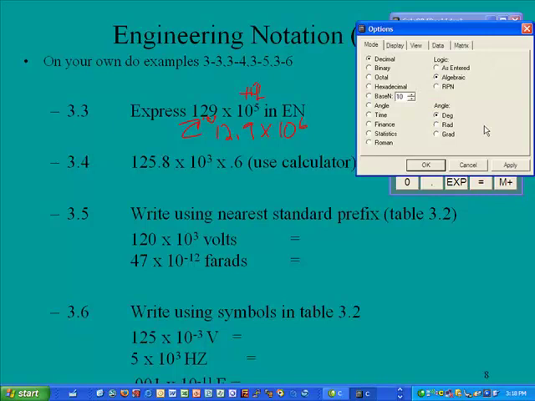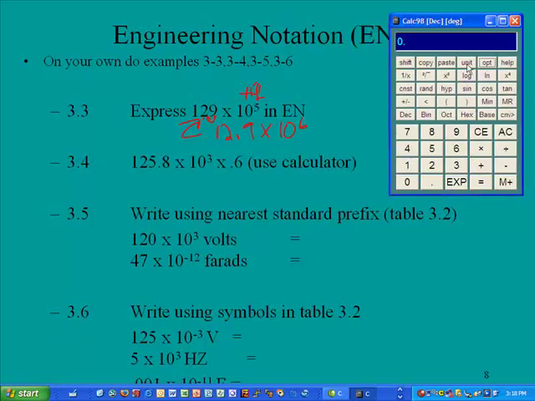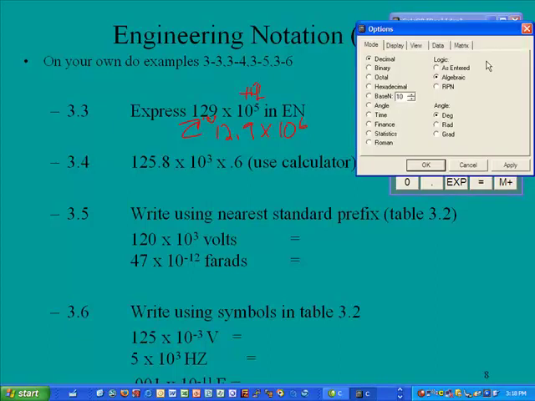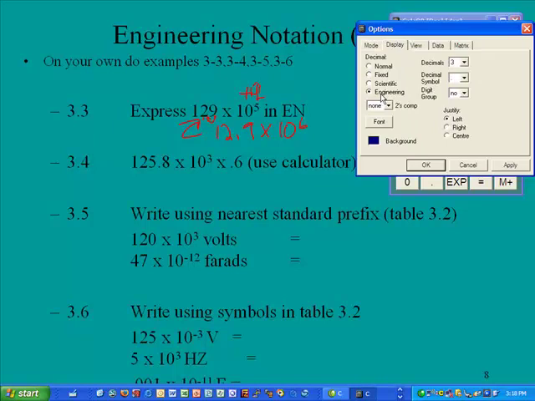Let's go to options again, and display. Currently we are in engineering mode.